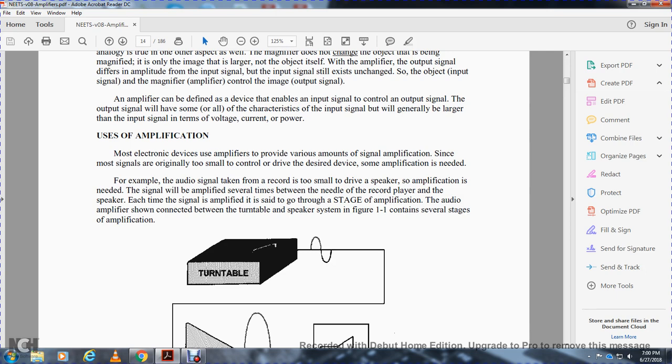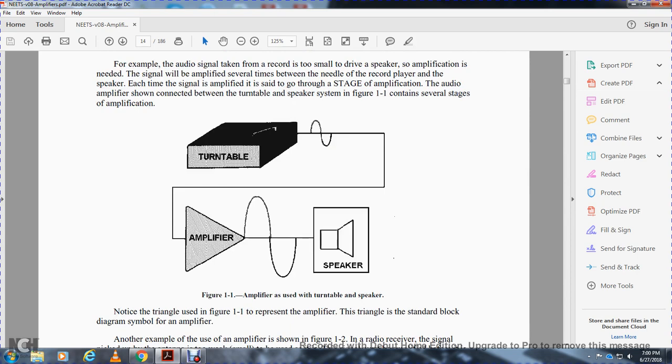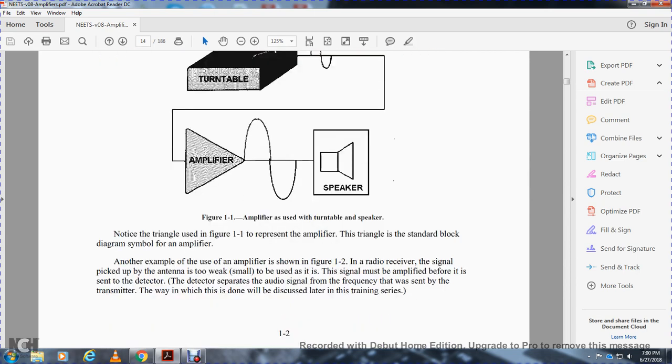Figure 1.1 contains several stages of amplification: a turntable, amplifier, and speaker. Note the triangle used in Figure 1.1 to represent the amplifier. The triangle is the standard block diagram symbol for an amplifier. Another example of the use of an amplifier is shown in Figure 1.2.